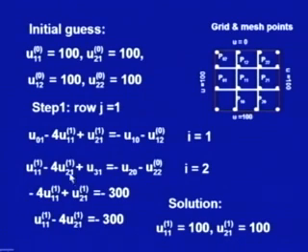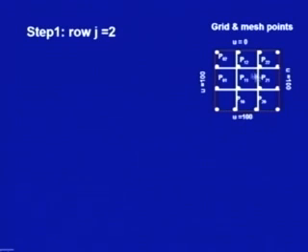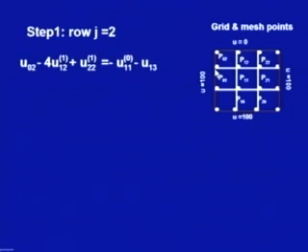Now, move to row 2. This process has to be repeated for all rows. So, row 1 I have taken, now move to row 2. Row 2, if I write this equation, the first point, that is i equal to 1, point p12, we have to take u12, that is, we get u02 minus 4u12 plus u22 is equal to minus u11 minus u13.